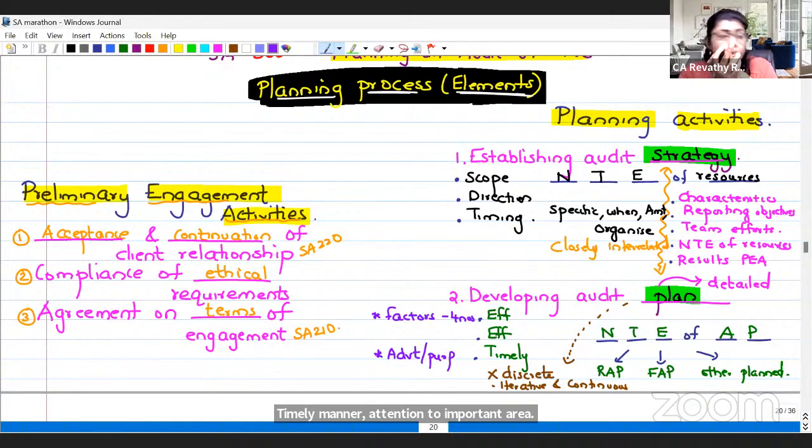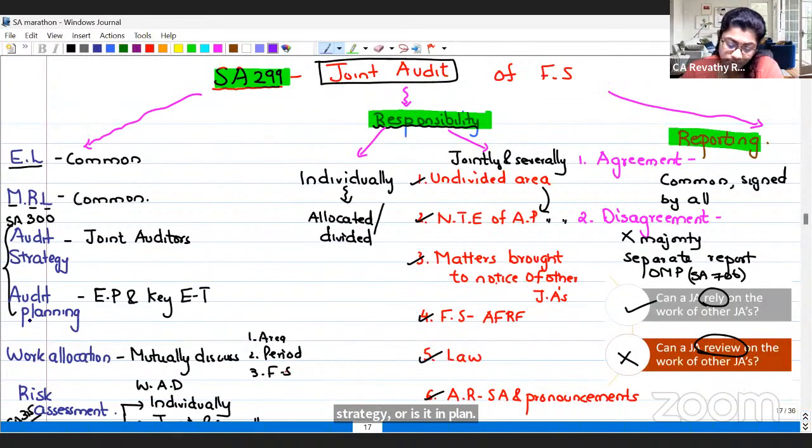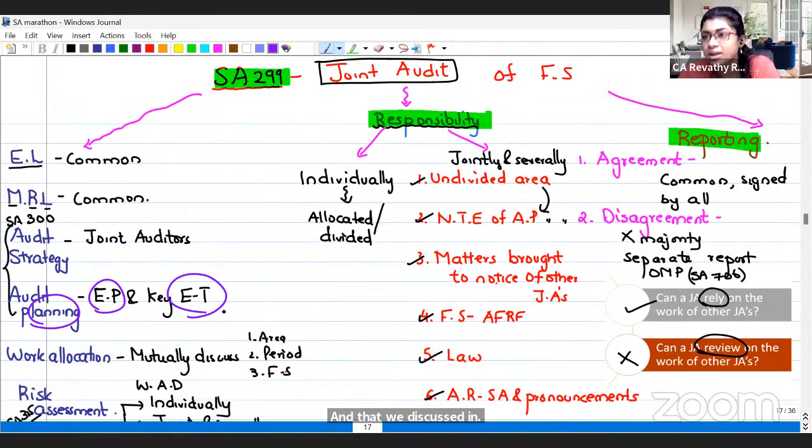Last question. Do we need to communicate the plan to management? Yes, you need to communicate. You have to discuss your plan, otherwise they will not cooperate with you. In which stage will you involve your team also? Is it in strategy or in plan? We discussed that in this also. In planning.